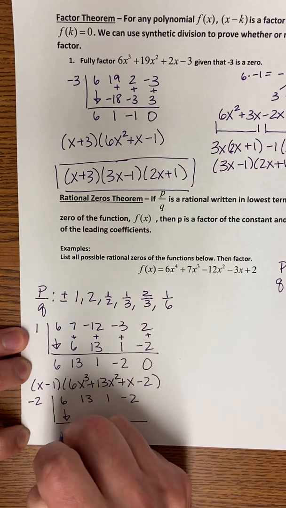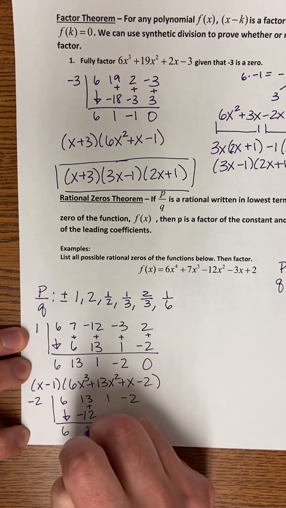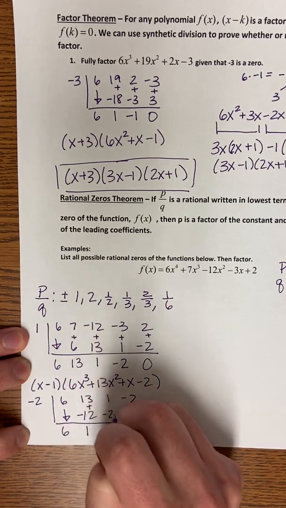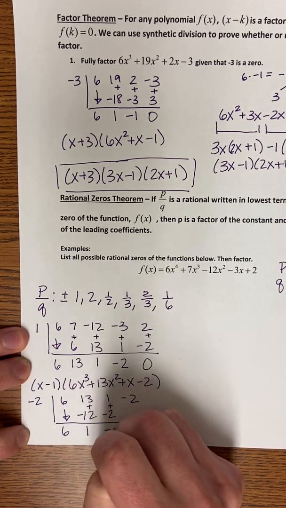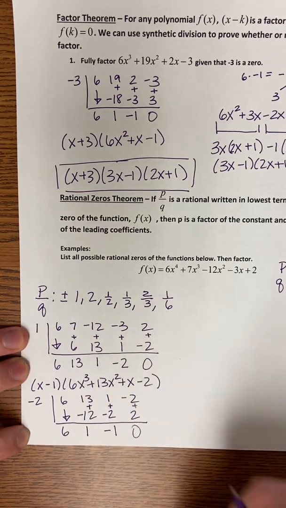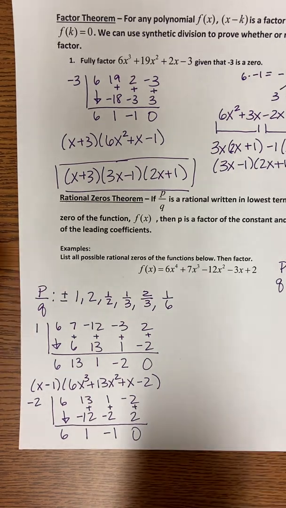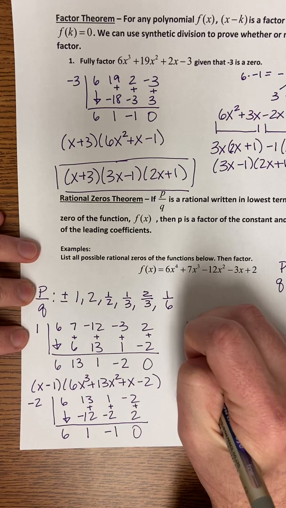6 comes down. 6 times -2 is -12. 13 plus -12 is 1. 1 times -2 is -2. 1 plus -2 is -1. -1 times -2 is 2. And we get, again, 0. So if -2 is a 0, that means that x plus 2 is a factor.